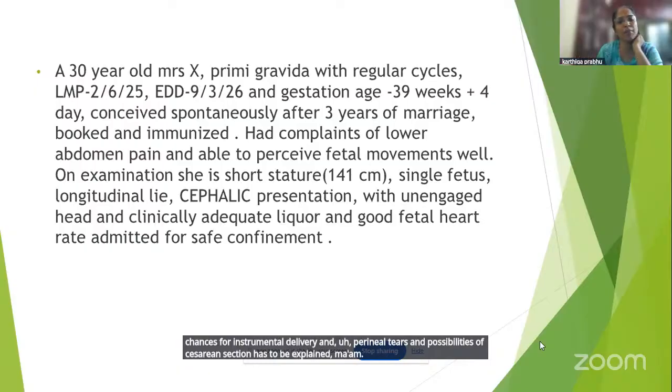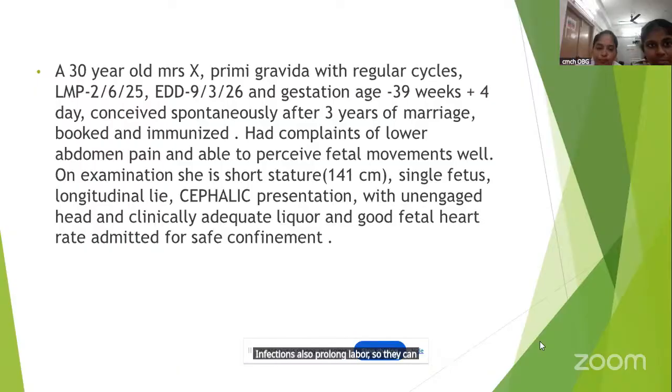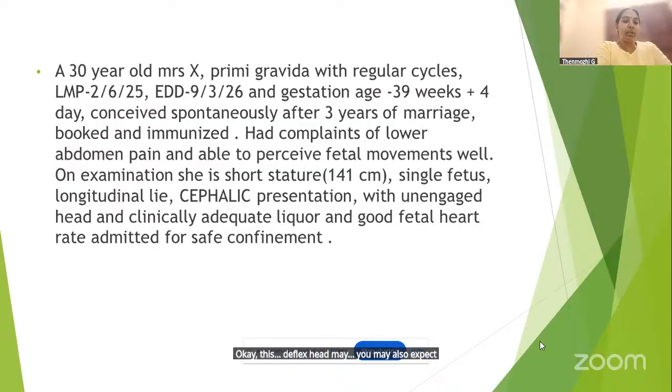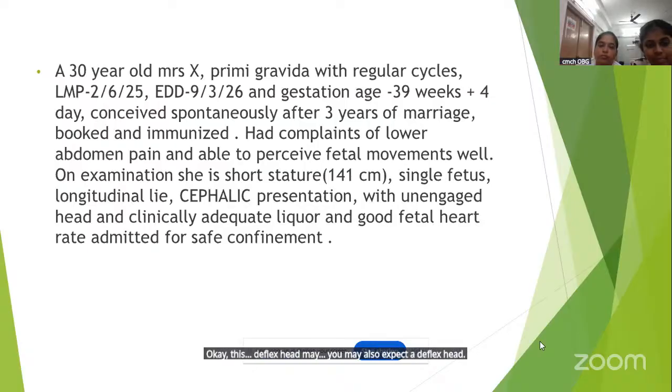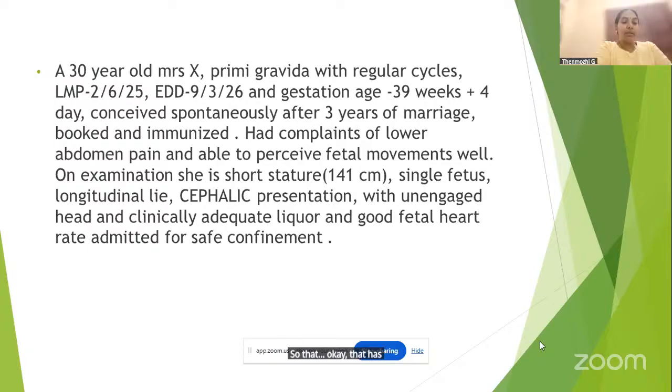Infections can also occur with prolonged labor. You may also expect a deflexed head, so that has to be evaluated during the abdominal examination itself.